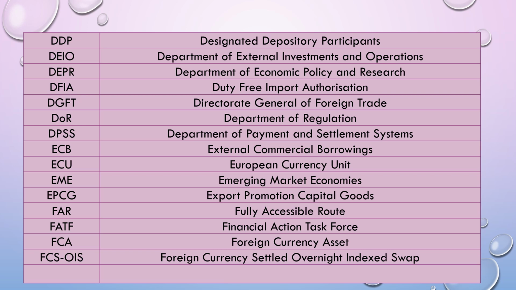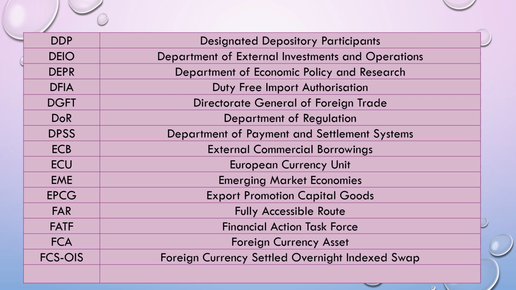FATF, Financial Action Task Force. The Financial Action Task Force on Money Laundering, FATF, is an intergovernmental organization founded in 1989 on the initiative of the Group of Seven nations to develop policies to combat money laundering and to maintain certain interests. In 2001, its mandate was expanded to include terrorism financing also. It sets international standards that aim to prevent money laundering, terrorist financing and other illegal financial activities that harm the society of the world.